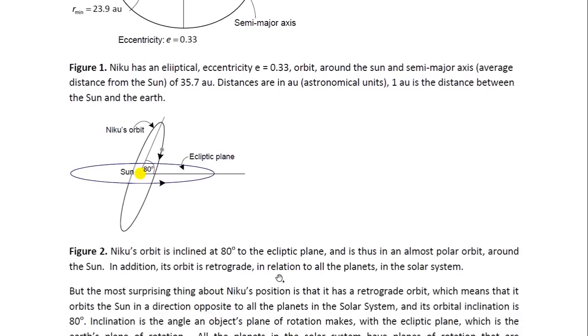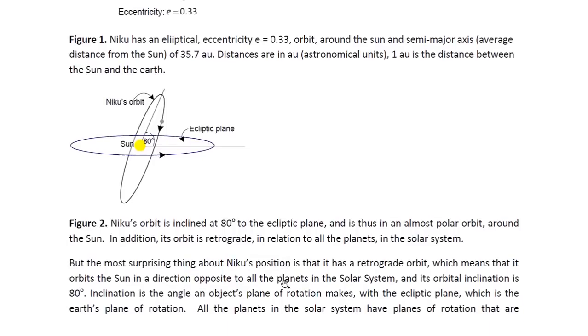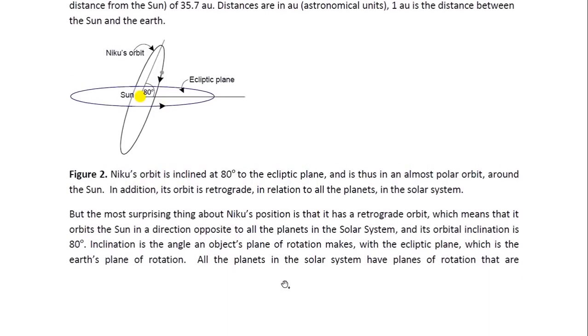Now Niku's orbit is inclined at 80 degrees to the ecliptic plane, and its orbit is also very surprisingly retrograde. This is a very surprising thing about Niku's orbit, the fact that it's retrograde, and that means that it moves in its orbit in a direction which is opposite to the direction that all the planets in the solar system move, and you can see that here.